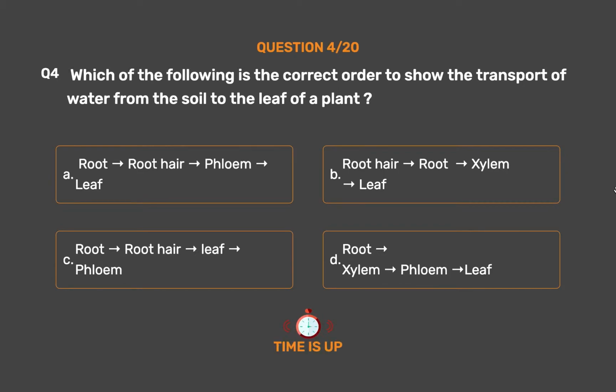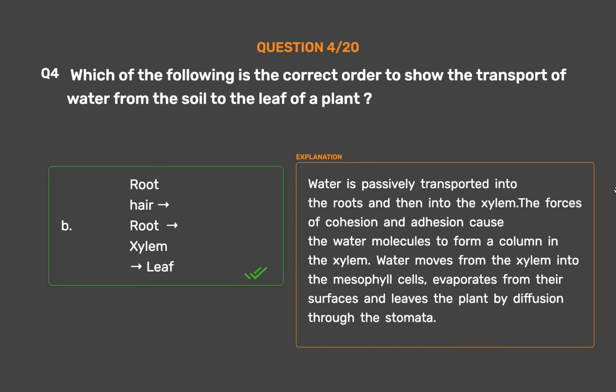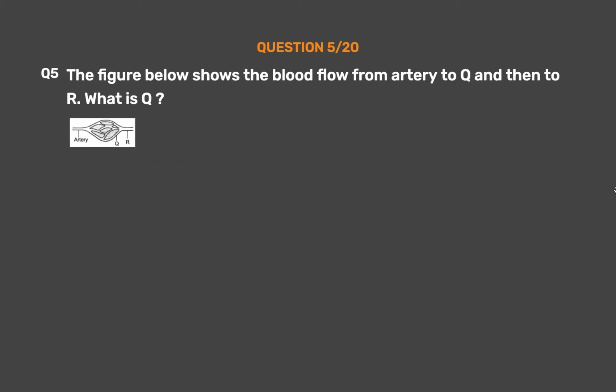The correct answer is option B. Root hair, root, xylem, leaf. Water is passively transported into the roots and then into the xylem. The forces of cohesion and adhesion cause the water molecules to form a column in the xylem. Water moves from the xylem into the mesophyll cells, evaporates from their surfaces and leaves the plant by diffusion through the stomata.